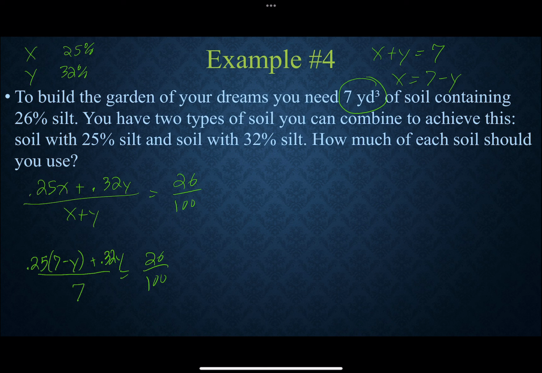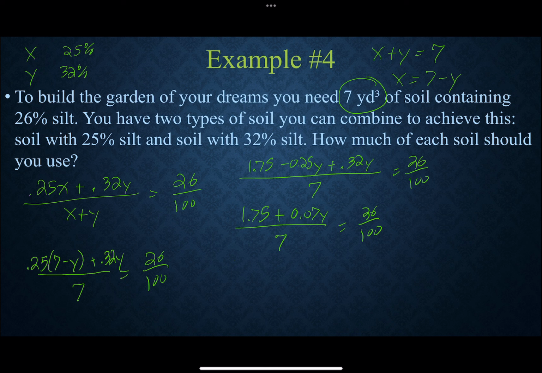I will typically try and replace the variable that has the smaller percentage. That way I don't get a negative in the problem, which can kind of throw things off a little bit if you're not careful. But it's not going to give you a wrong answer if I replace the y instead, if I said y equals 7 minus x. So we distribute that. We get 1.75 minus 0.25y plus 0.32y over our 7 equals 26 over 100. Combining the y's, we'll get 1.75 plus 0.07y, sorry about that, over 7 equals 26 over 100.